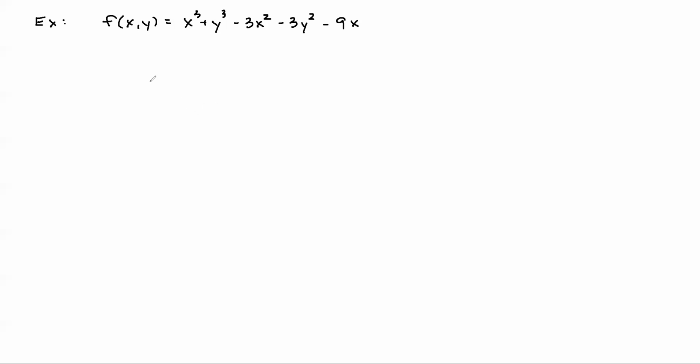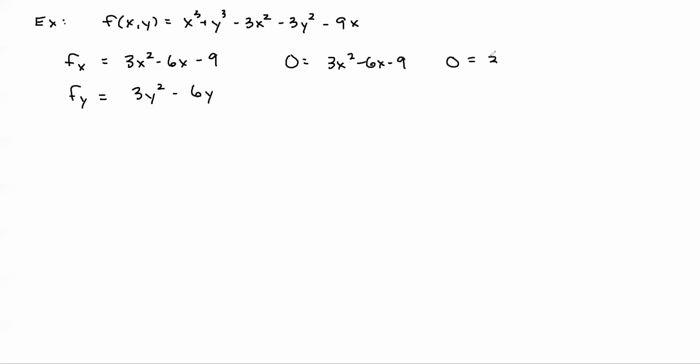All right, so to do that, we need to go through and find the partial with respect to x. So that's going to be 3x squared minus 6x minus 9. Find the partial with respect to y: 3y squared minus 6y. Set those equal to 0. This time the variables are entirely separate, and so you can just solve the two equations separately.